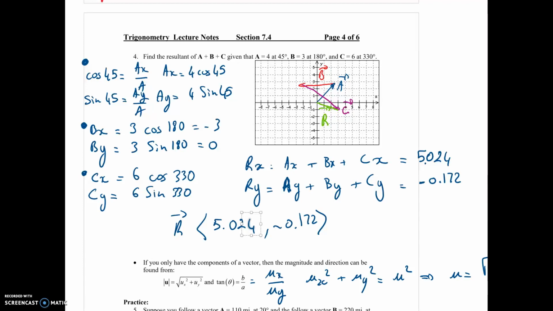All right, guys, so in this part 2, what do we have? Find the resultant of a plus b plus c given a equals 4 at 45 degrees, b equals 3 at 180 degrees, and c equals 6 at 330 degrees.